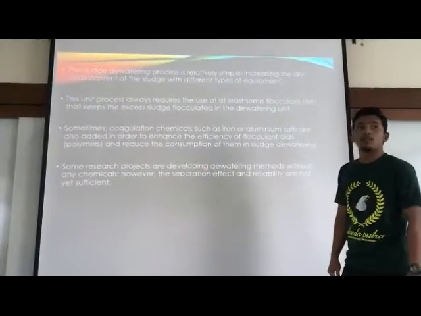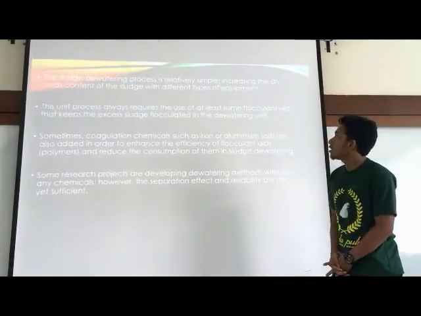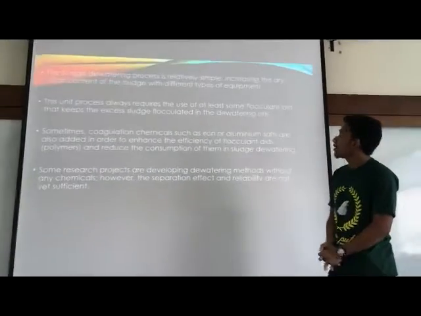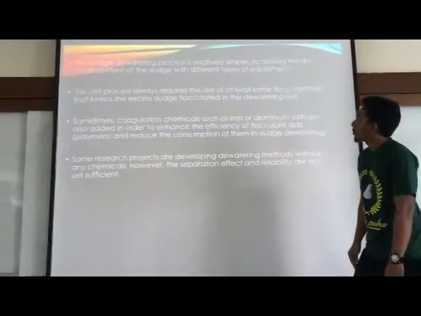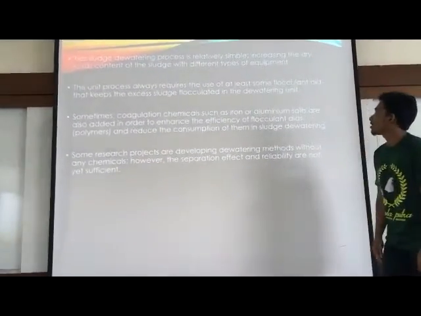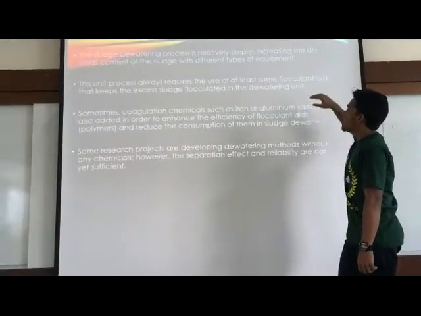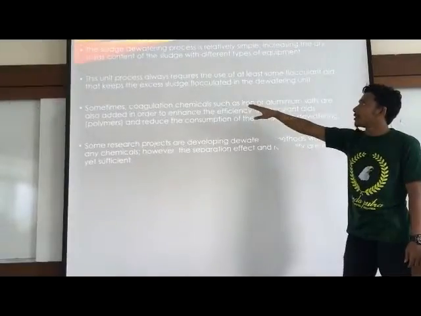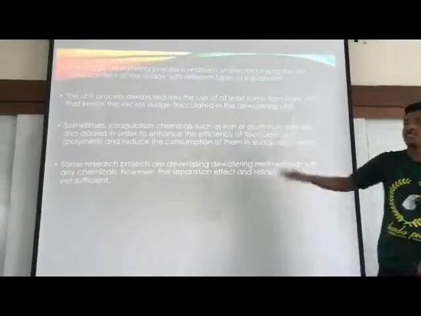The dewatering process is relatively simple, as it is increasing the dry solid content of the sludge with different types of equipment. This process always requires the use of at least some flocculant aid that keeps the excess sludge flocculated in the dewatering unit. We need this to keep the excess sludge flocculated in the dewatering.